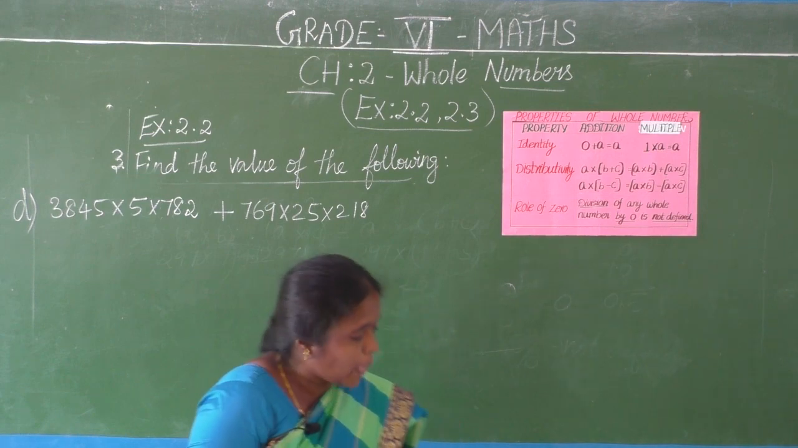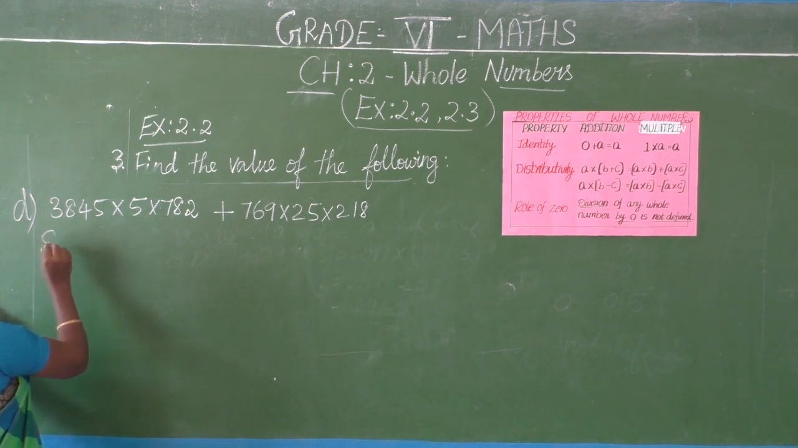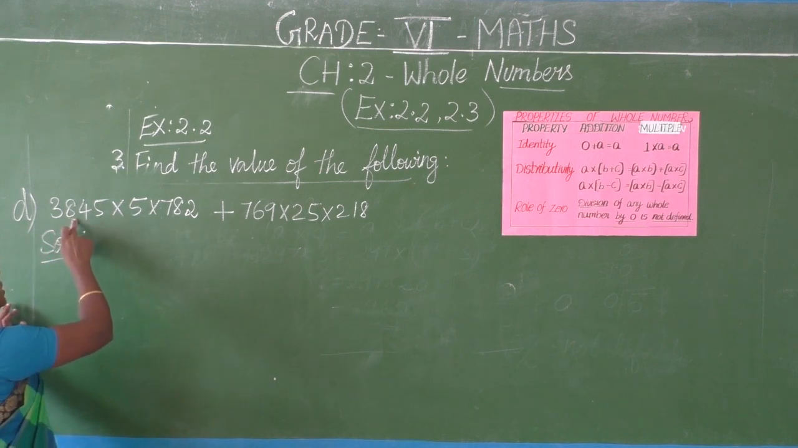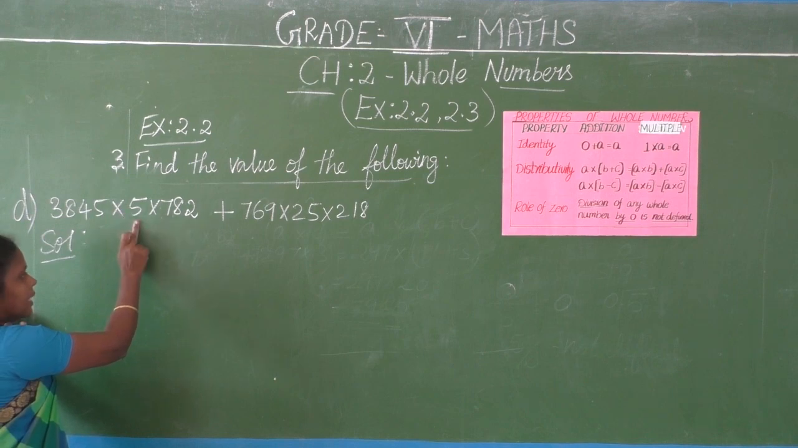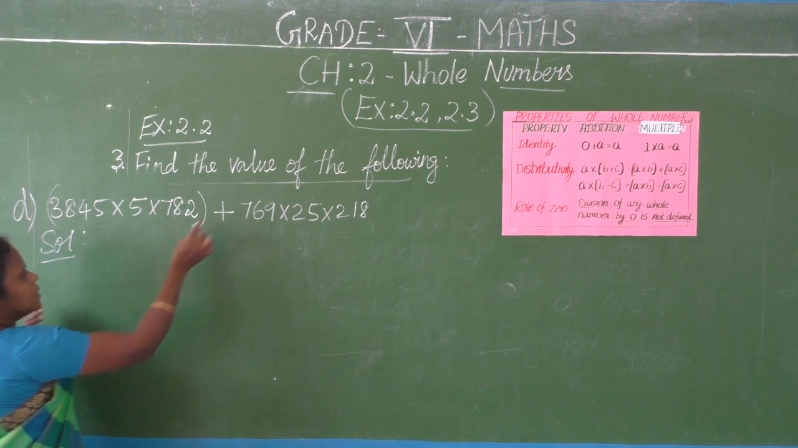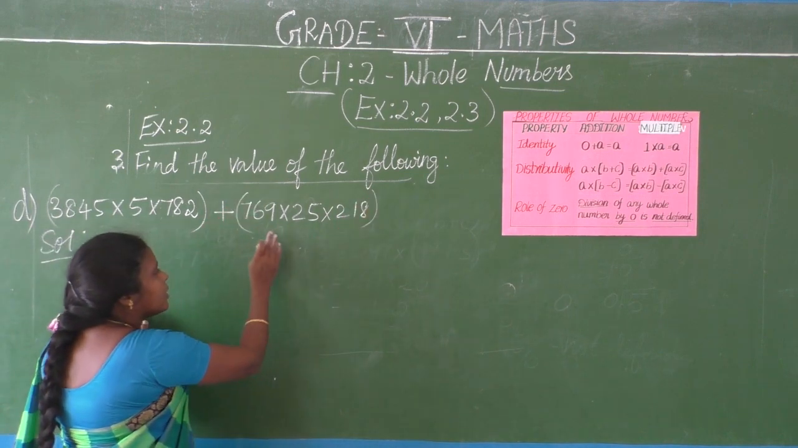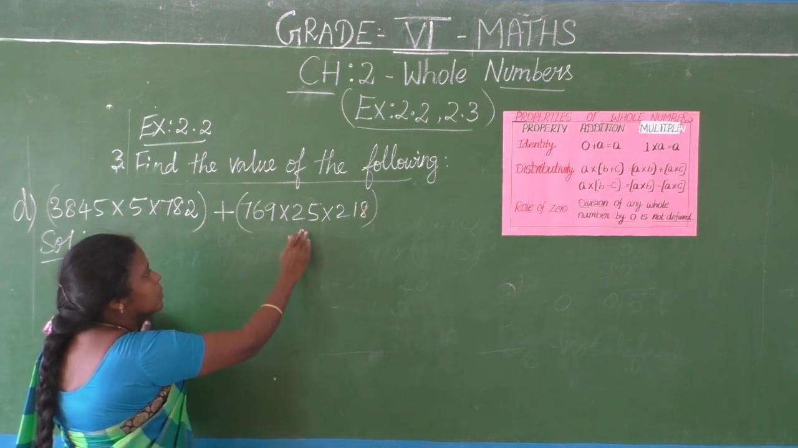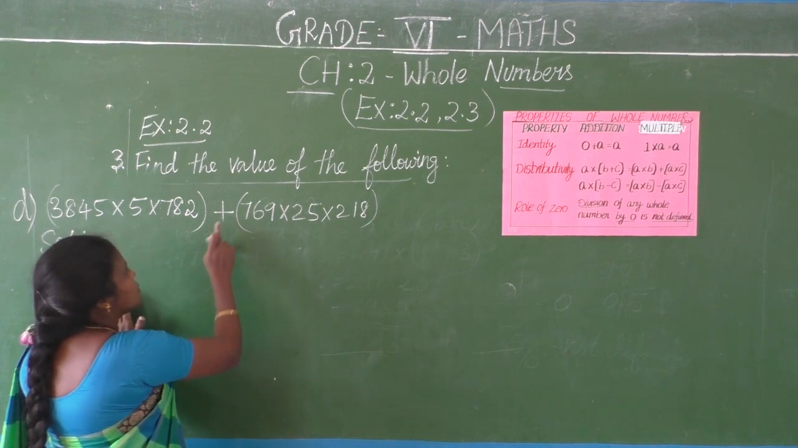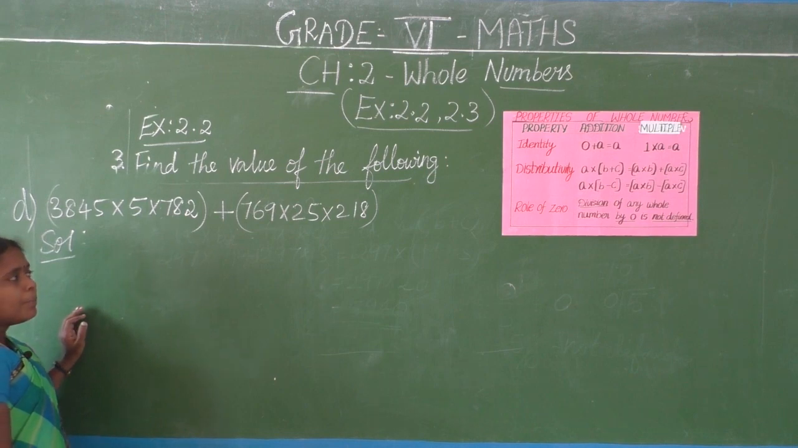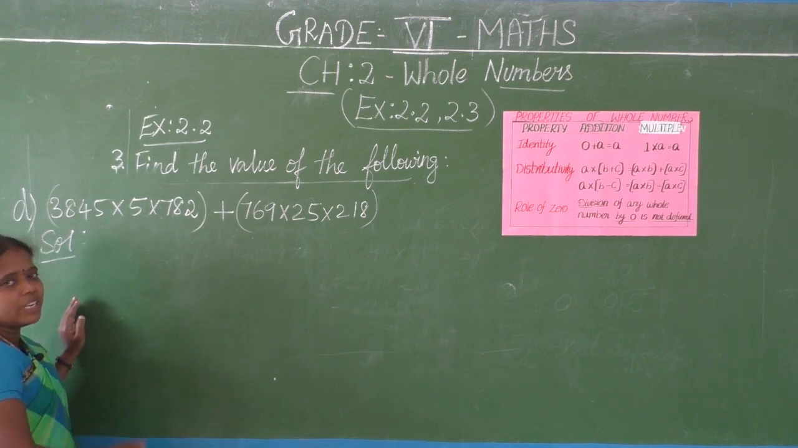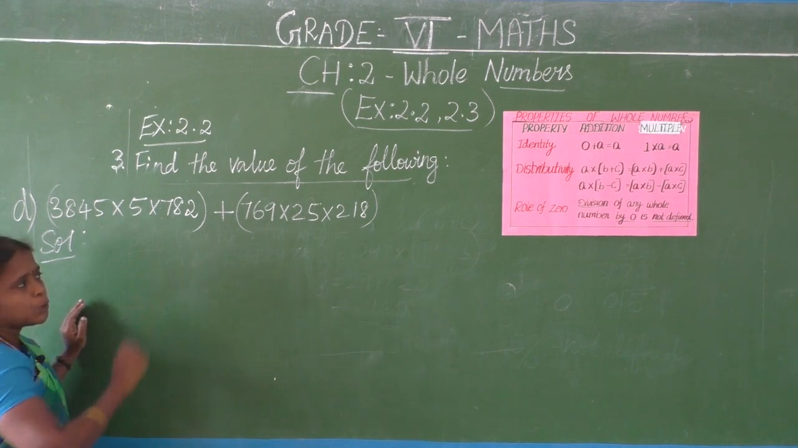So, what to do? It takes time, no? If you multiply directly, first this into this, then that answer into this. This is one part, this is one part. Then here you multiply these two numbers, then multiply by that. Finally, both answers you have to add. This is the procedure. But if you use the formula, your solving time will be easier. So, I am going to choose the formula.